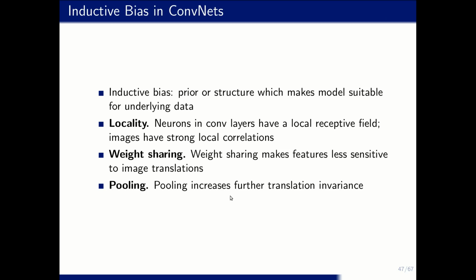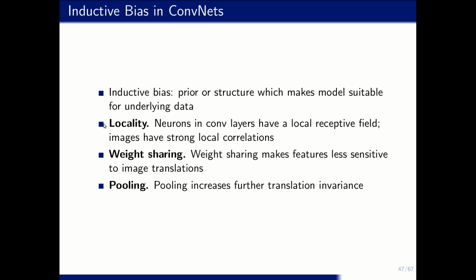And before we start, let's discuss the inductive bias in ConvNets. So we introduced the inductive bias as this idea of having a prior or a structure in your machine learning model, like the neural network, which makes your model more suitable for particular underlying data domains. And here the idea was that ConvNets are more suitable for signal-like data, in particular images. So what kind of inductive bias do ConvNets qualitatively have?